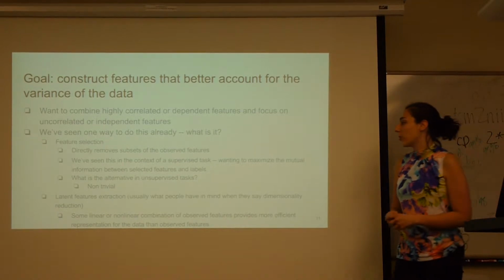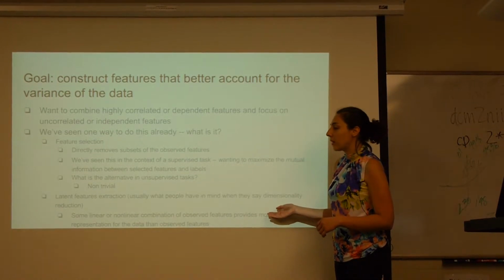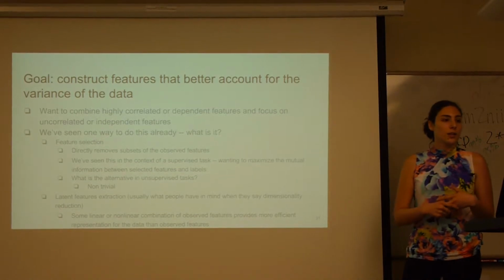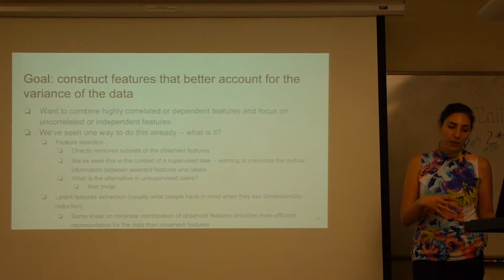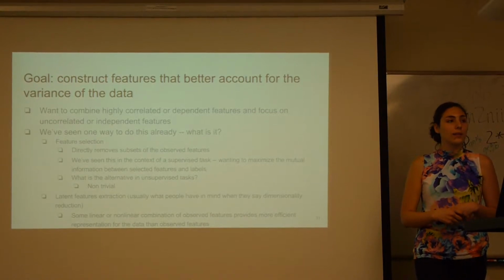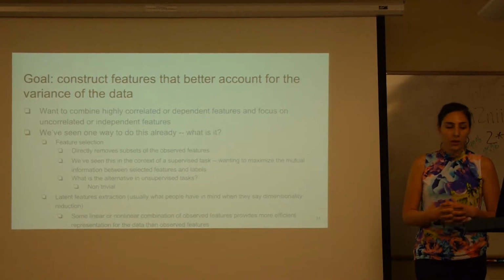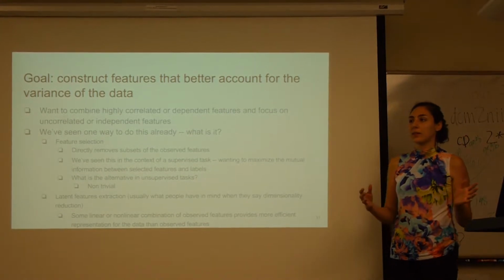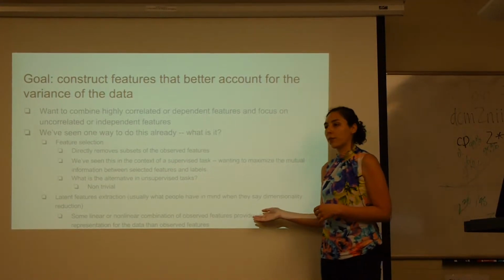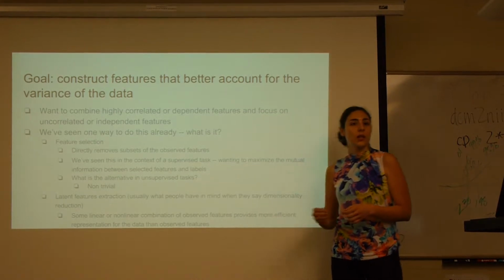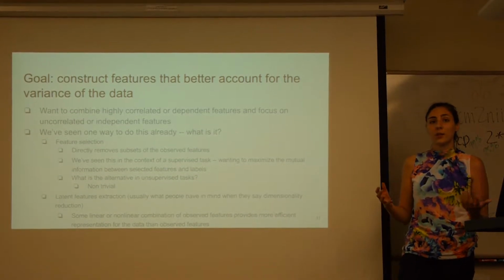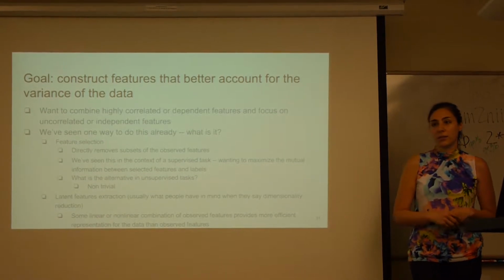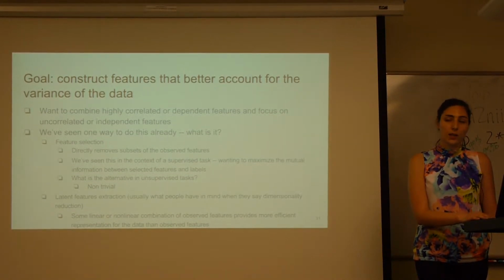And what these methods do is they find some linear or nonlinear transformation of the observed data that provides a more efficient representation than the observed data. So we can use these latent features that we extract from dimensionality reduction to, for example, classify better instead of using the raw observed data. Any questions about this?